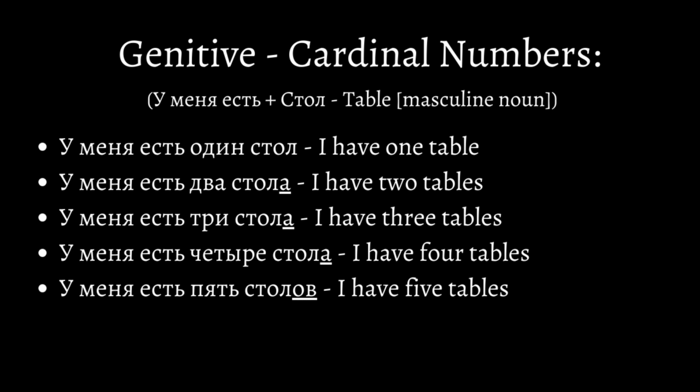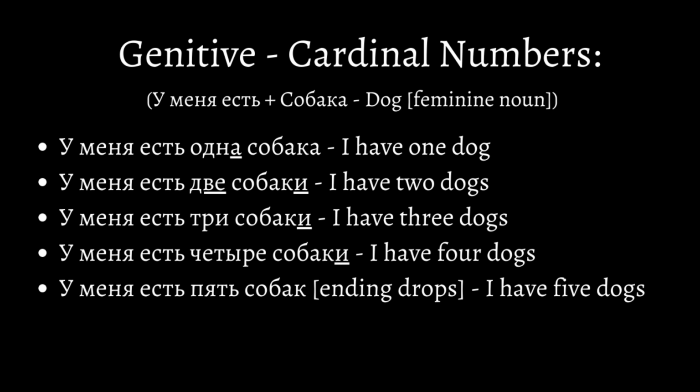Now, we can do the same thing, but with a feminine noun, like у меня есть одна собака. У меня есть 2 собаки. У меня есть 3 собаки. У меня есть 4 собаки. And у меня есть 5 собак. The corresponding numbers perfectly match the feminine noun собака in the genitive.